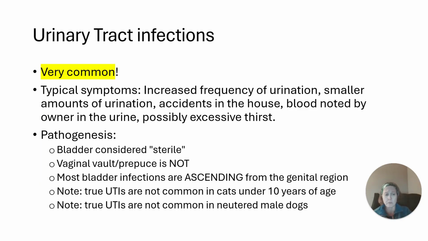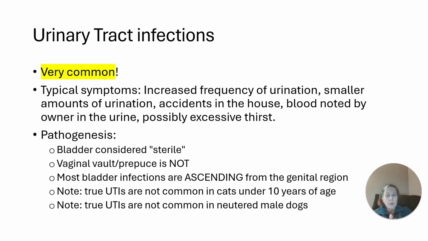And we believe that is due to a toxin put forth by some bacteria that cause these UTIs that messes with that antidiuretic hormone. The bladder typically is considered a sterile environment, whereas the prepuce or the vaginal vault is not sterile. Therefore, most bladder infections are ascending, so they move up the urethra into the bladder.